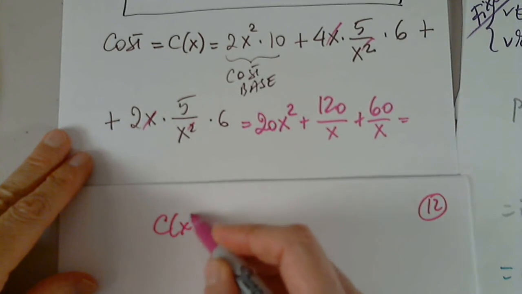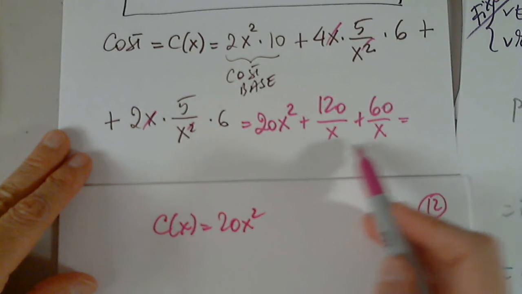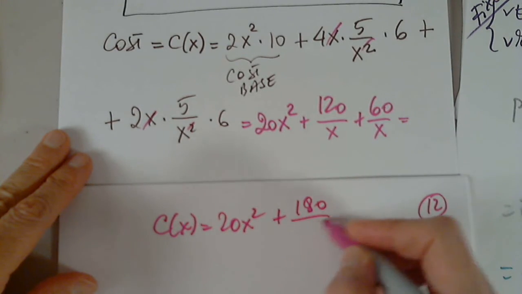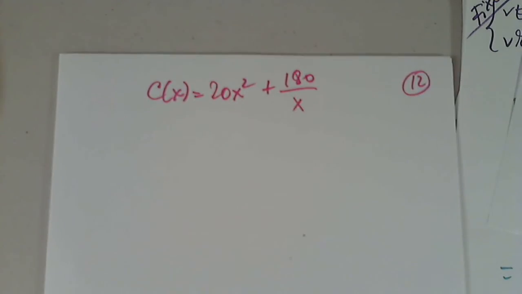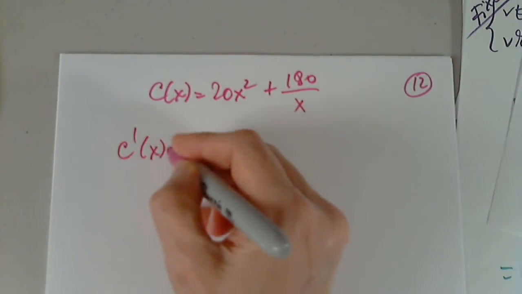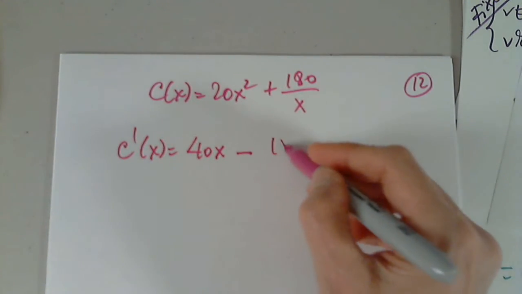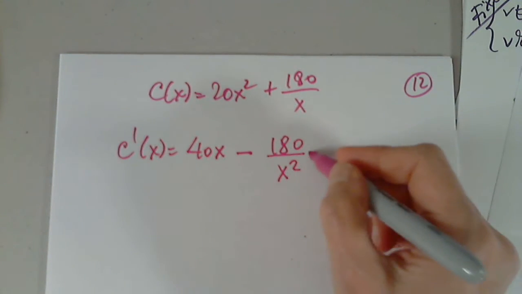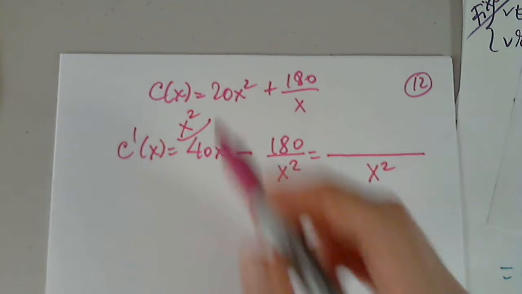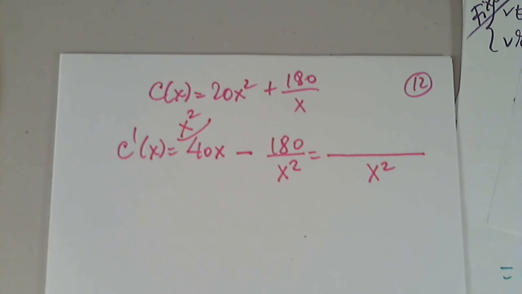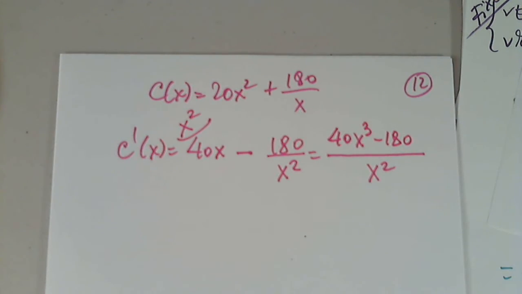So the cost function of x is 20x squared, and these have the same denominator, so it's plus 180 over x. Not too bad. So C prime will be 40x minus, don't forget, 180 over x squared. I need to find the LCD, and I need to multiply the first one by what it does not have, which is x squared. So 40x cubed minus 180.